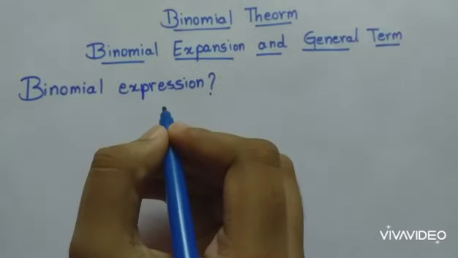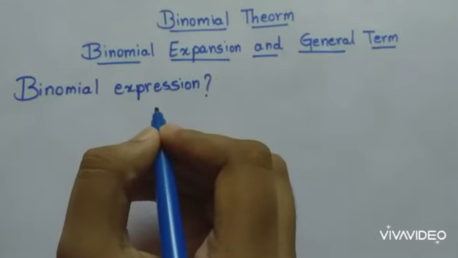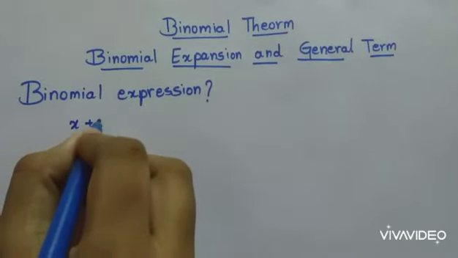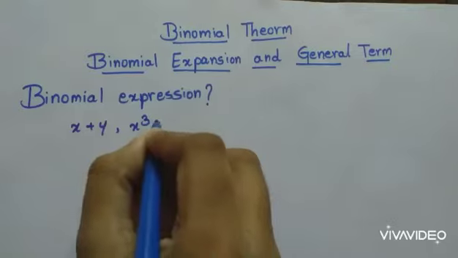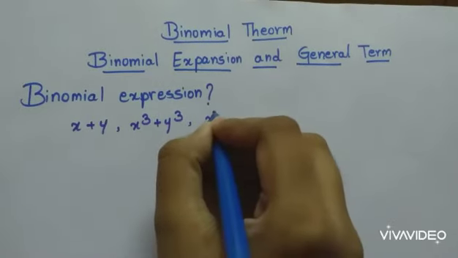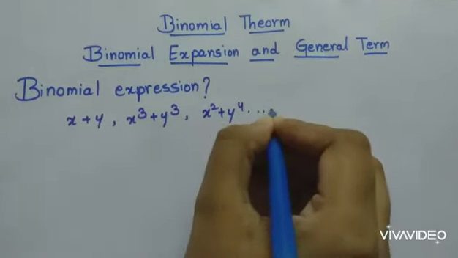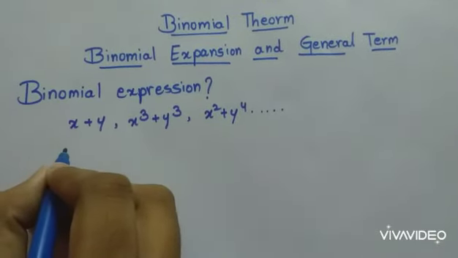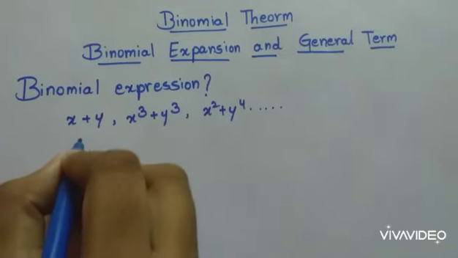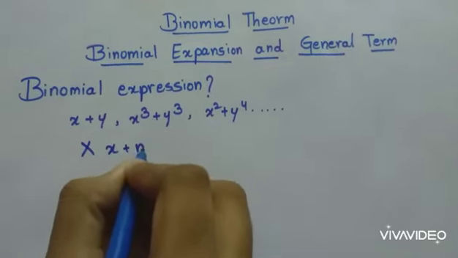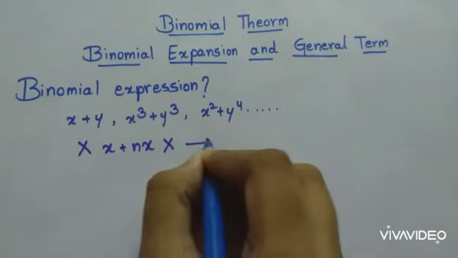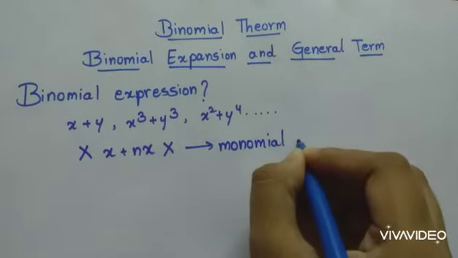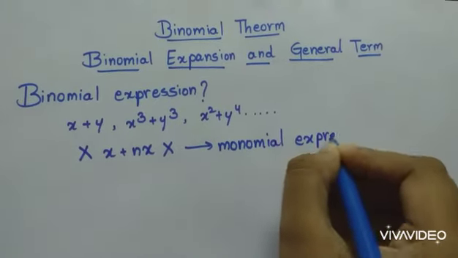A binomial expression is an algebraic expression consisting of two different terms like x plus y, x cube plus y cube, x square plus y power 4, and so on. Now we can use x and nx as two terms, and can we say it a binomial expression? No. x plus nx is not a binomial expression. It is a monomial expression, since it has only one term called x.